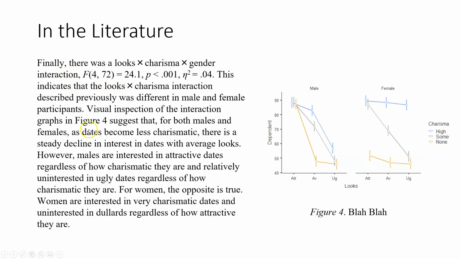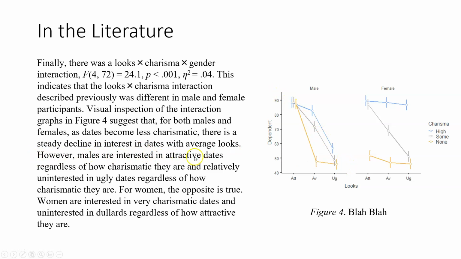Finally, there was a looks by charisma by gender interaction, and we list those statistics again. This indicates that the looks by charisma interaction described previously was different in male and female participants. Visual inspection of the interaction graphs in Figure 4 suggests that for both males and females, as dates became less charismatic, there is a steady decline in interest in dates with average looks. So you can see that across the board, as you move from this corner down to this corner, there's an overall downward trend.